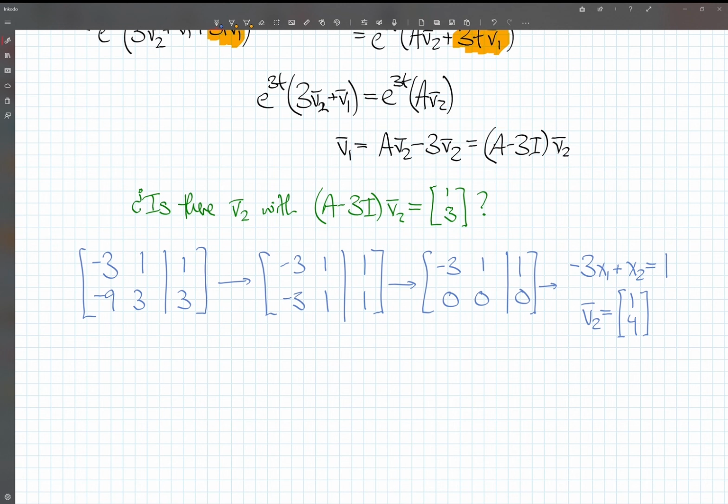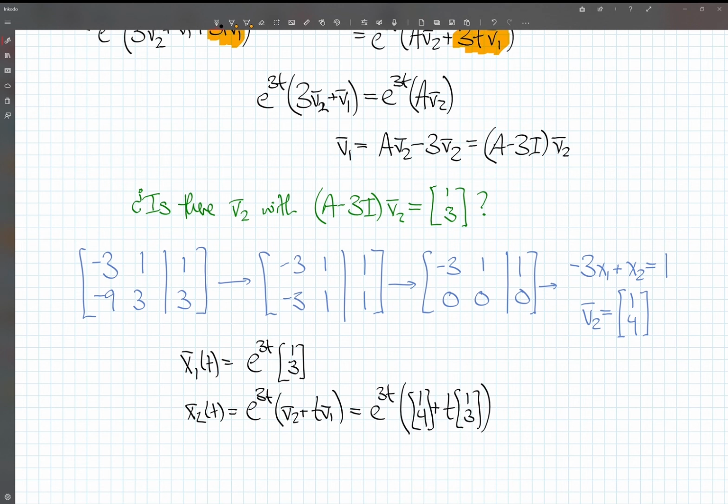That's v2. So let's write down what our solution is supposed to be. Remembering that x1 is e to the 3t times (1, 3), and our formula for x2 is e to the 3t times (v2 plus t v1). We obtain that formula, or if you like, we could write it out. And there we have two solutions, x1 and x2. I will let you check whether those two are linearly independent, but the answer is yes, they are.